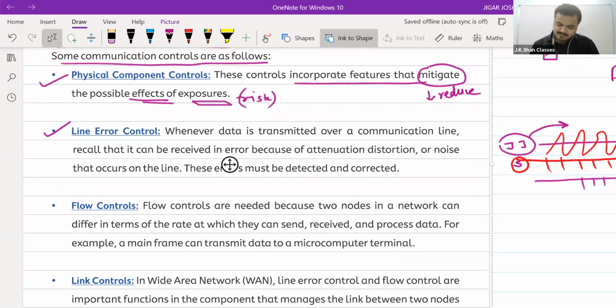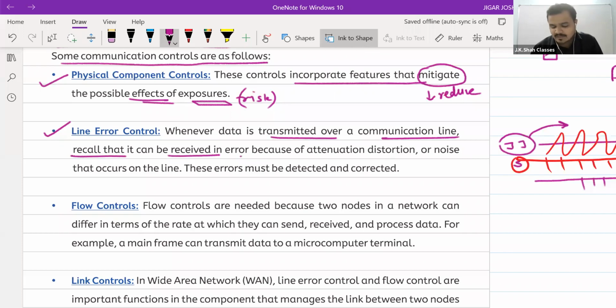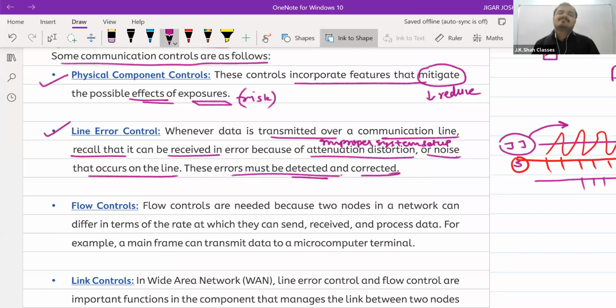Understood? Yes, sir. Say this: whenever data is transmitted over a communication line, recall that it can be received in error because of attenuation distortion. What is attenuation distortion? Improper system setup. Noise that occurs in the lines. These errors must first be detected and then corrected, so that our communication goes seamlessly without many errors and problems.